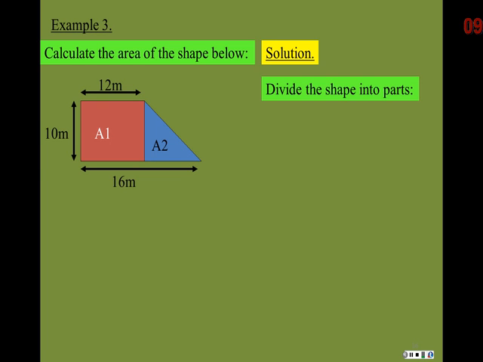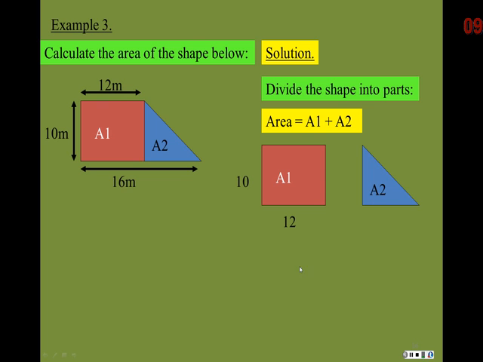So for A1, what's the area? A1 is a rectangle. 10 times 12 is 120 meters squared. And then what about the base and the height for area 2? What's the base? What's the height? The base is 4 because we took 16 minus 12. Divided by 2 though. Don't forget to divide by 2.